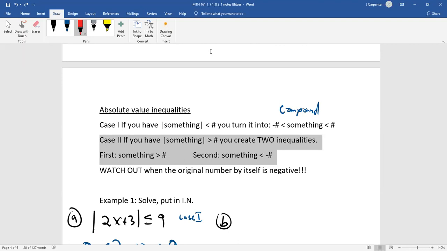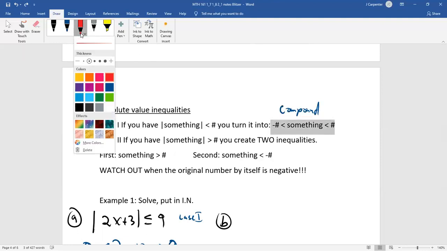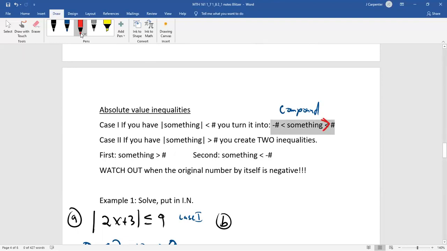Absolute value is greater than, or the left and right regions. So you still do the positive and the negative of the number, but now you set the inside bigger than the number, and you set the inside less than the negative of the number. If you try to make it a compound inequality based on the original direction, the positive number would have to look like that, and the negative number would have to look like this. But since these don't agree in direction, you can't put it in one thing. You have to separate it.